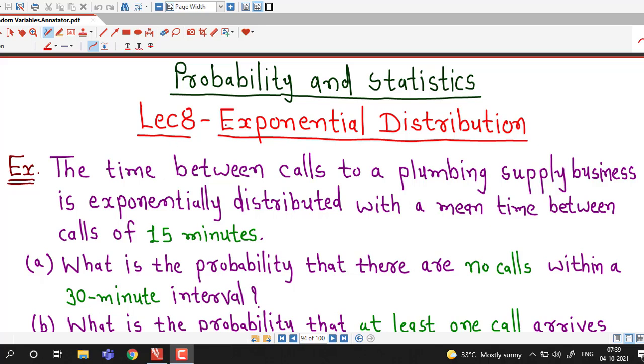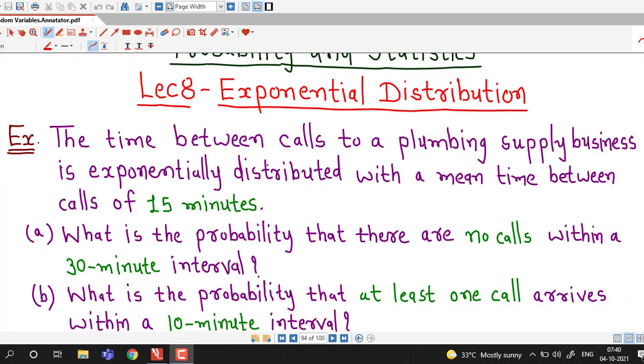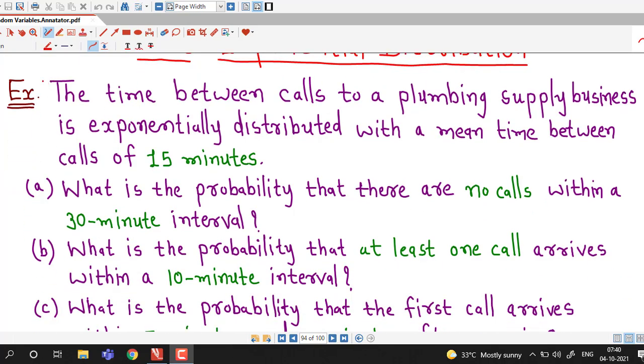Hello friends, I welcome you in lecture number 8 on exponential distribution. In this lecture we will discuss one more problem on exponential distribution. So let's start with this example.